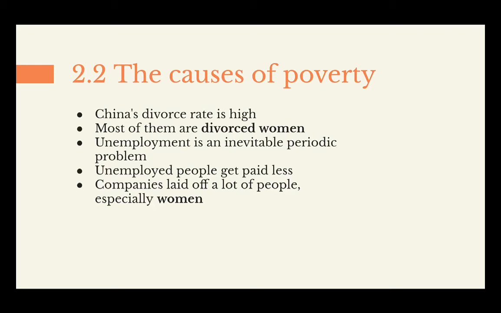Unemployment is an inevitable problem in a special historical period of China's social transformation, and its most direct consequence is the income reduction of the unemployed. In recent years, most enterprises in our country have reduced personnel in order to improve economic efficiency. There are also measures to divert personnel.